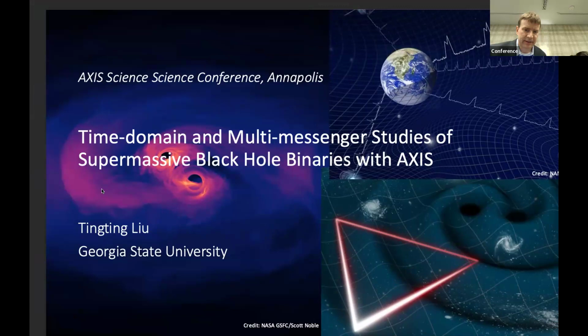So I'll continue the theme of multi-messenger astrophysics, but here my messenger is gravitational waves. And more specifically, I'll tell you about the kind of time-domain science we can do with supermassive black hole binaries and what kind of role AXIS will play in all of that.